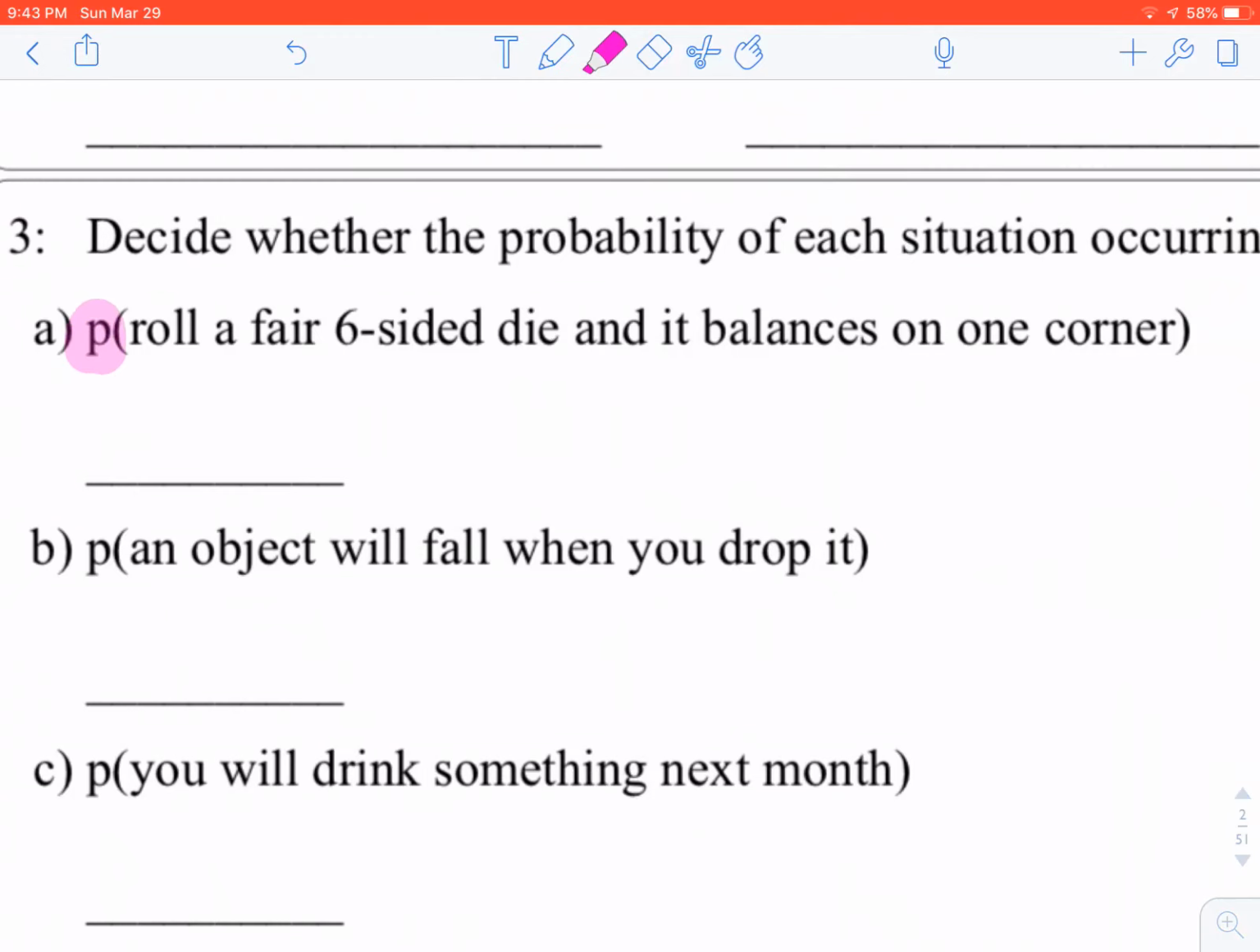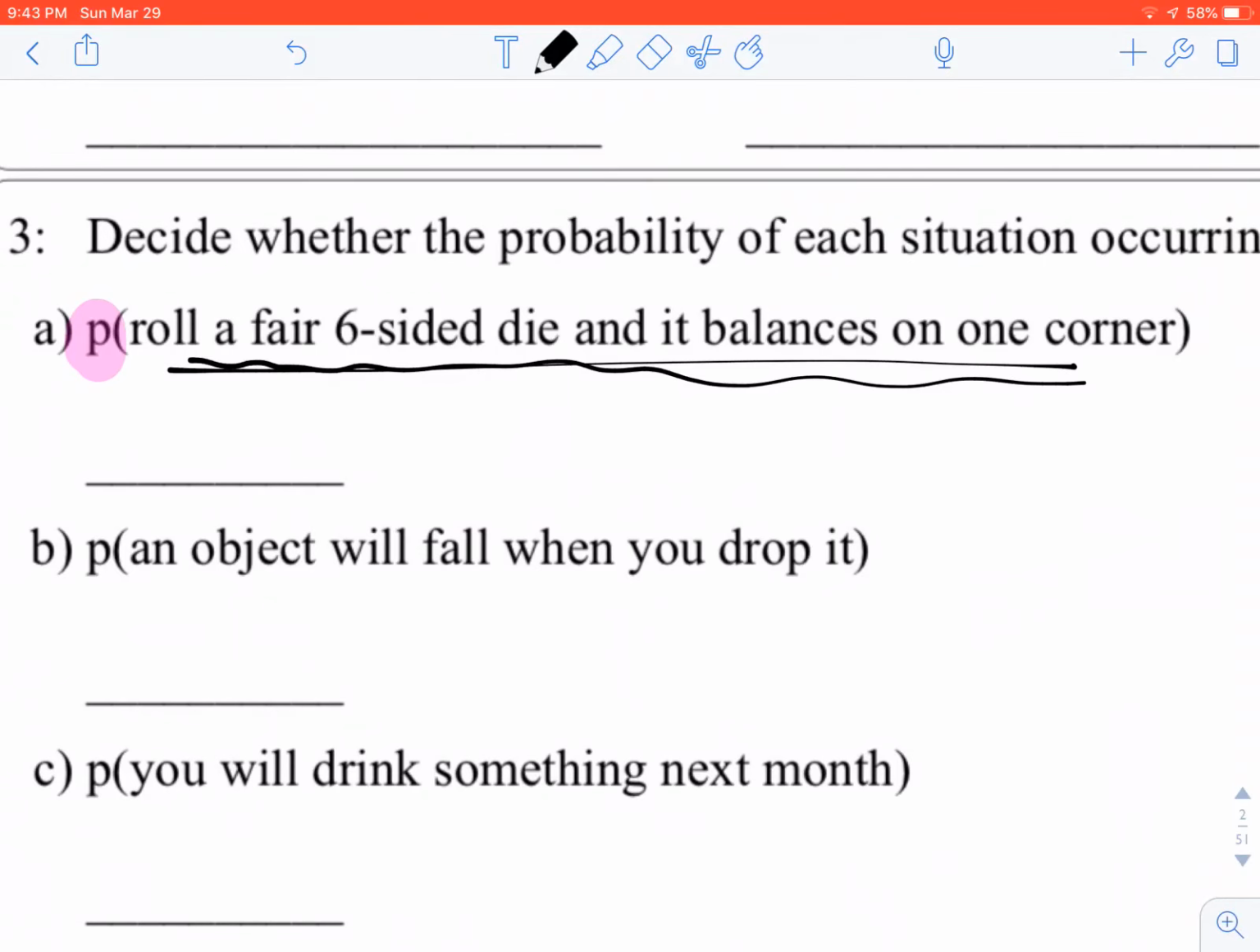Okay, the P in front of the parenthesis is just notation for asking us, what is the probability that we're going to roll a fair 6-sided die and it balances on one corner? Again, we're not going to answer this, but just so you are aware, when you see a lowercase or a capital P in front of parentheses, whatever's written inside there is the probability that we are looking for. Again, just notation that I wanted to cover.